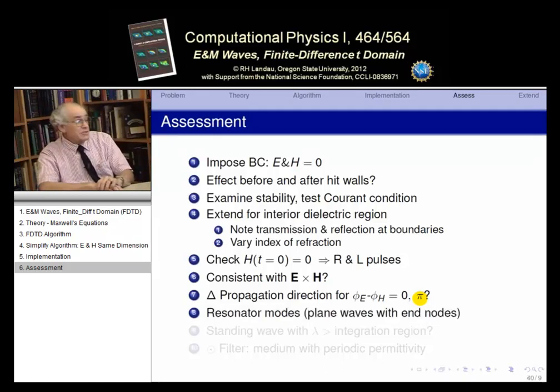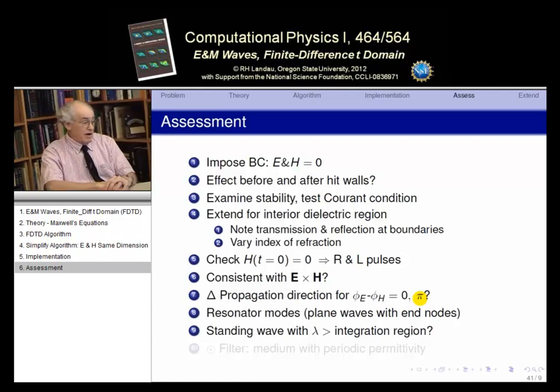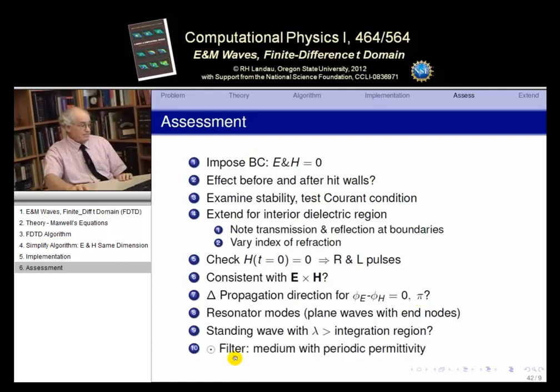Now, particularly, explore those resonator modes. In other words, if you make the electric and magnetic waves vanish at the endpoints, then it's like having an electromagnetic resonator or waveguide. You should get a standing wave pattern. See if that works. These are more complicated waves. It's not obvious. See if you can set up a standing wave with a wavelength greater than the integration region. What happens?